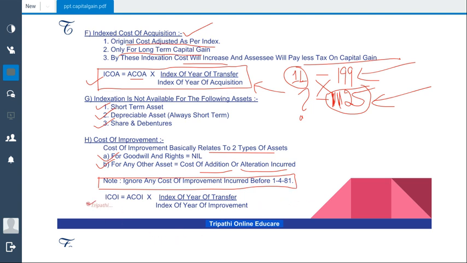Again, there is a formula for index cost of improvement. It's the same formula as index cost of acquisition. Instead of acquisition, we have taken I, improvement. So you can see index cost of improvement is equal to actual cost of improvement into index of year of transfer upon index of year of improvement. This formula is very much similar to index cost of acquisition. So instead of acquisition, we are taking improvement. Otherwise, the formula is same.